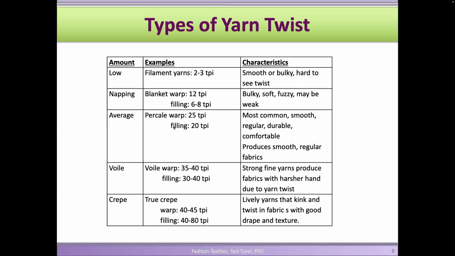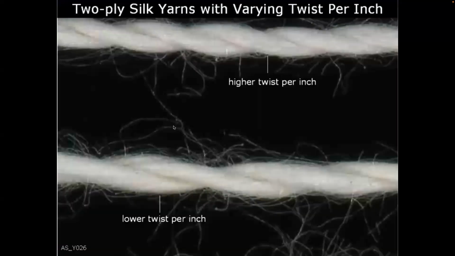This is a summary of what I just talked about. Again, you can see the amount of twist here. So the TPI here is much higher. Here, it's a much looser twist. So the TPI is probably about 4 for what you see on the screen. So that's a low twist. That's a high twist.